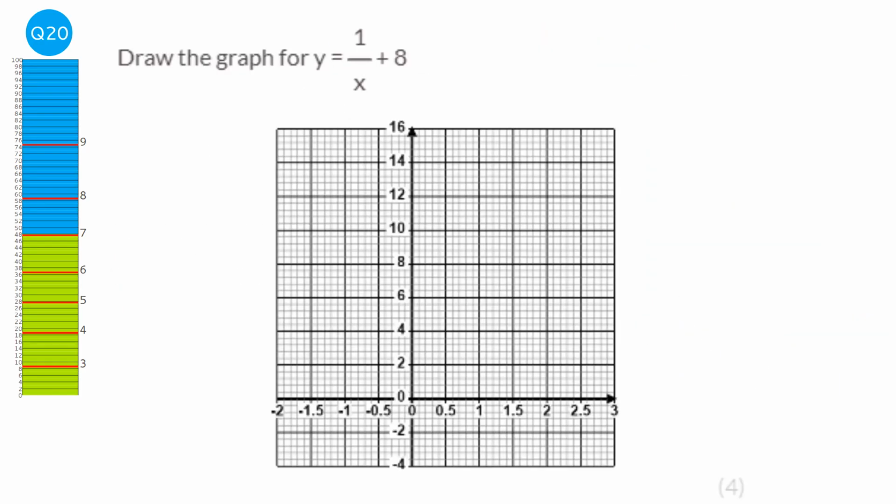Whenever we draw a curve, which here we have a reciprocal here, we need to draw lots and lots of coordinates, and then we join them up with a nice smooth curved line. So we're going to do, basically we're going to go up in halves.